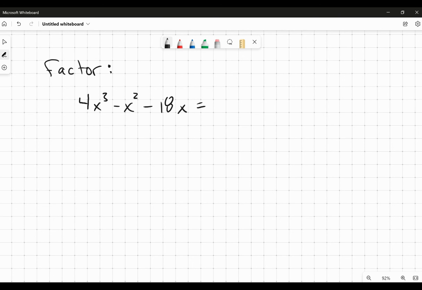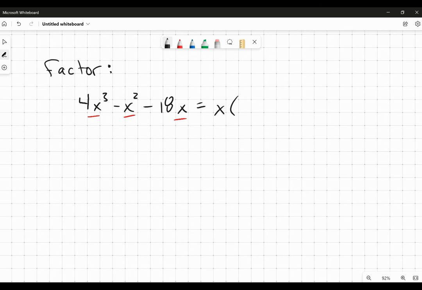So I look at this and think, can't really do that. But then I just realize, oh my gosh, there's an x common to every term here. And that's really what I should be looking for first. I should be looking for a common factor. Now, when it comes to the coefficients, I've got 4, -1, and -18. Well, there's nothing really common to all three of those. But again, there is a common factor of x.